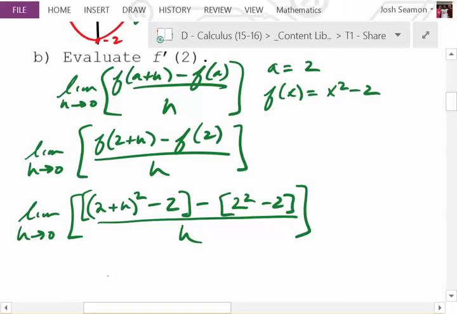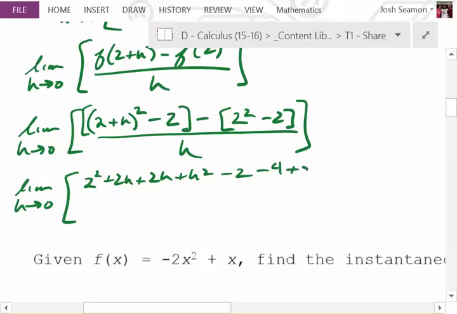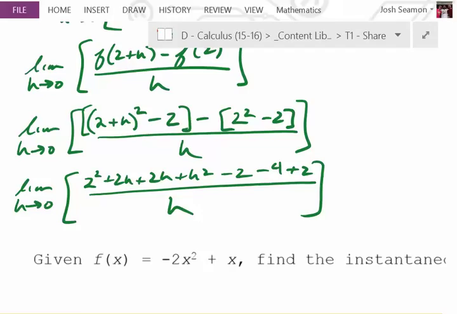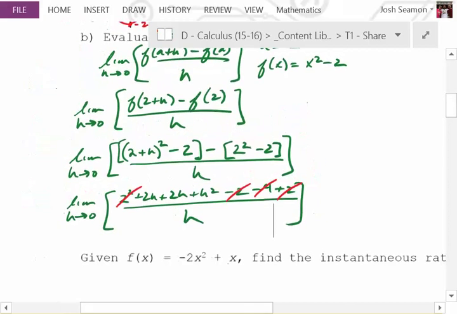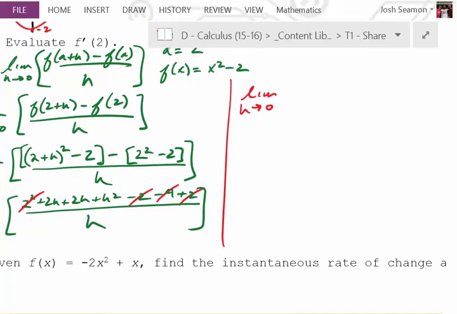Take a look at that. Simplify. So let's do that. We end up with the limit as h goes to 0 of 2 squared plus 2h plus 2h plus h squared minus 2 minus 4 plus 2 all over h. Anything combine up there? Anything cancel? Well, that 4 cancels with this, right? That minus 2 cancels with that. So what does this become? The limit as h goes to 0 of 4h plus h squared, all over h.